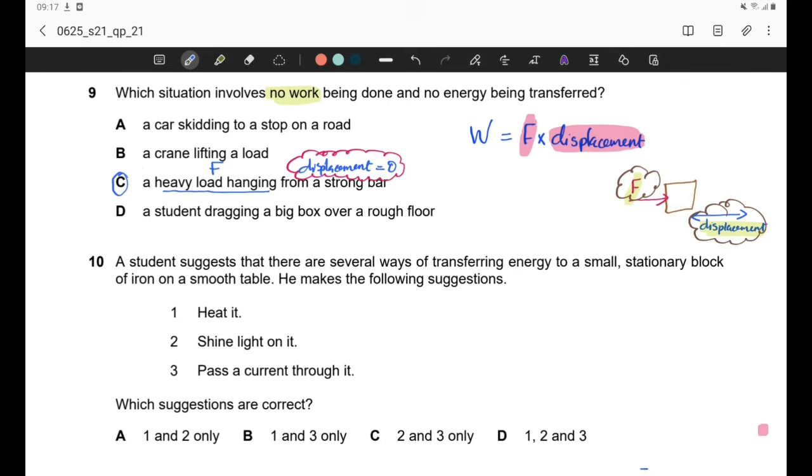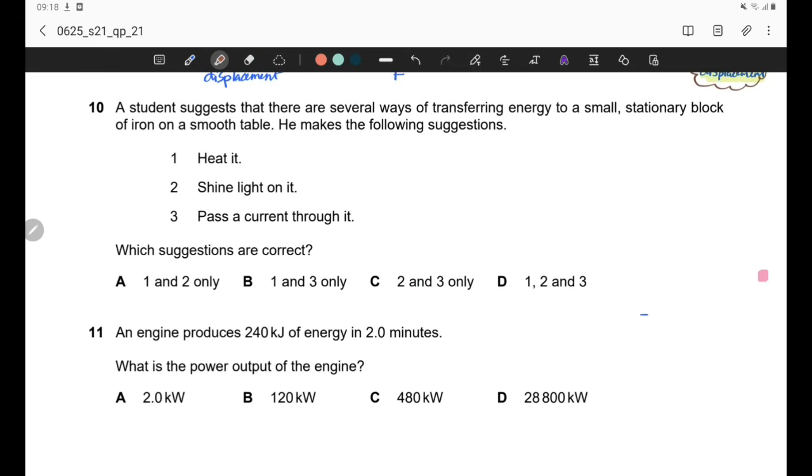Anyway, we can look at option D, a student dragging. Dragging means definitely it's moving a big box over a rough floor, and a rough floor means there must be a frictional force. The student should apply a force to overcome the friction. So definitely the student is applying a force and it is displacing as it is dragging. Displacement is also there. So in option D, clearly work has been done. So the only correct answer is option C.